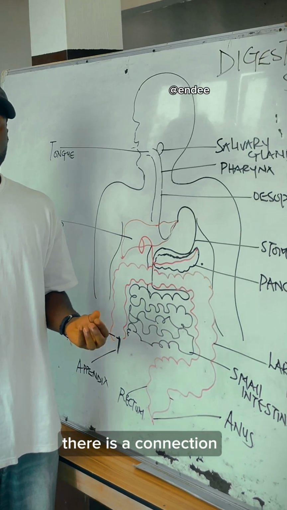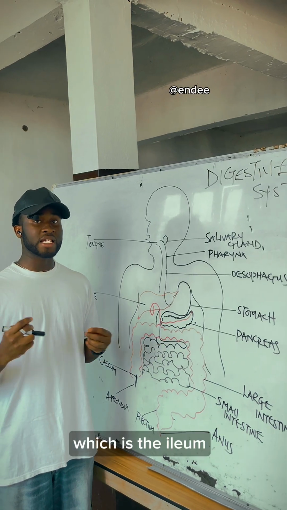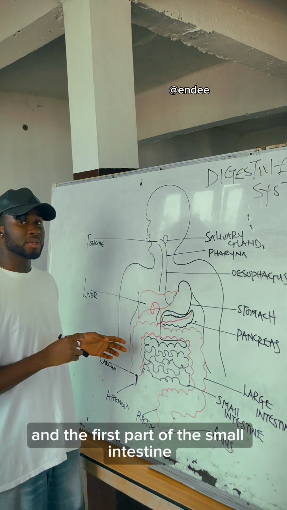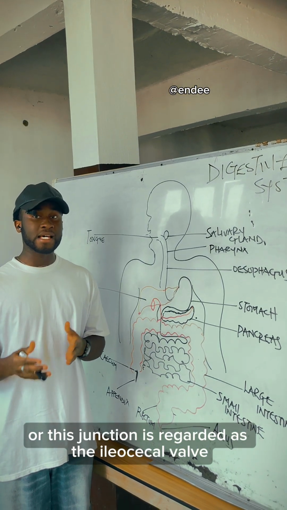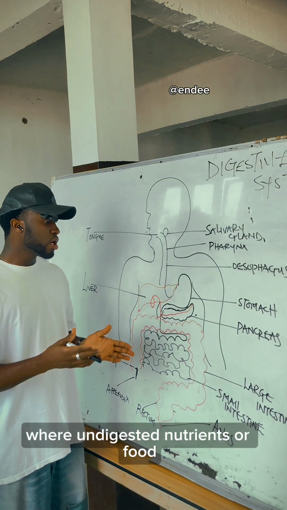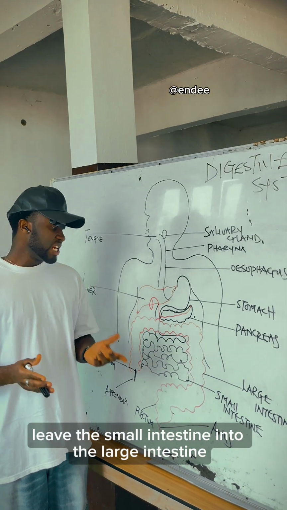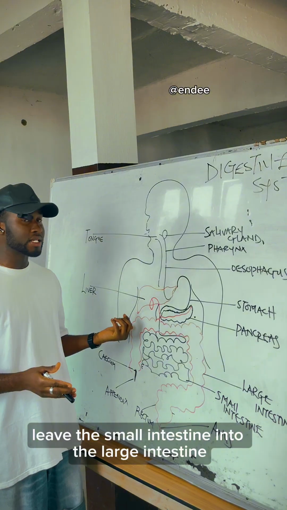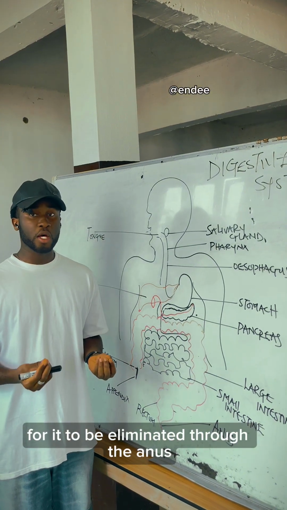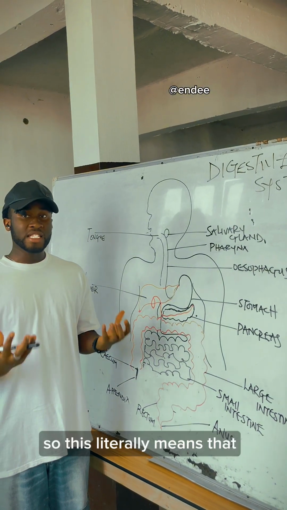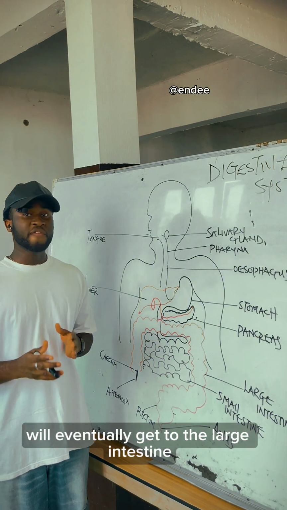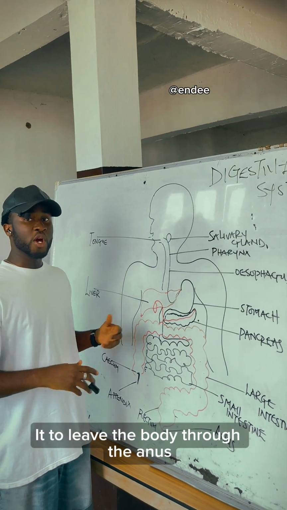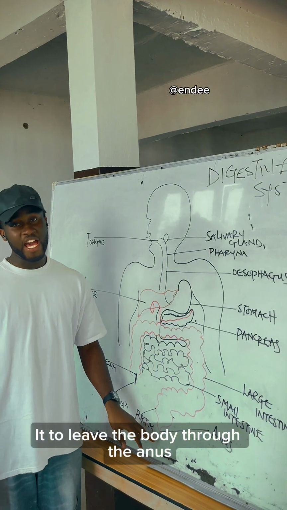Now there is a connection between the last part of the small intestine, which is the ileum, and the first part of the large intestine. This junction is regarded as the ileocecal valve, where undigested nutrients or food leave the small intestine into the large intestine for it to be eliminated through the anus. So this literally means that any food that is undigested in the small intestine will eventually get to the large intestine for it to leave the body through the anus.